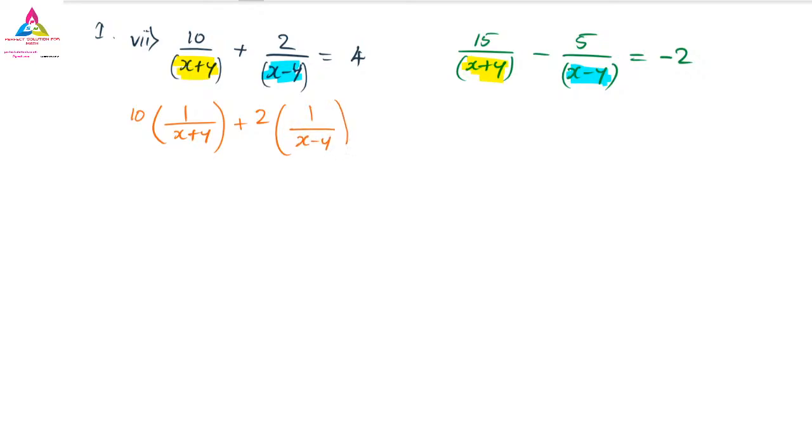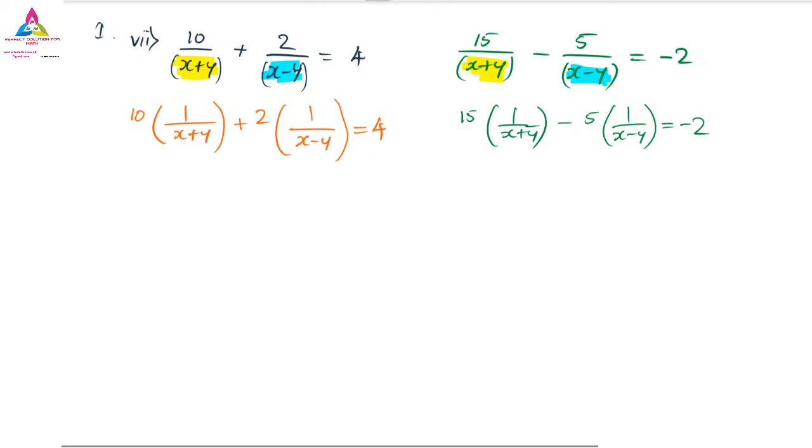This is the first step we have to follow, that equals 4. On the other hand, we have to solve it in a similar way: 15 into 1 divided by x plus y, and minus 5 into 1 divided by x minus y, that equals minus 2. So these are the things we have to do, and very good.